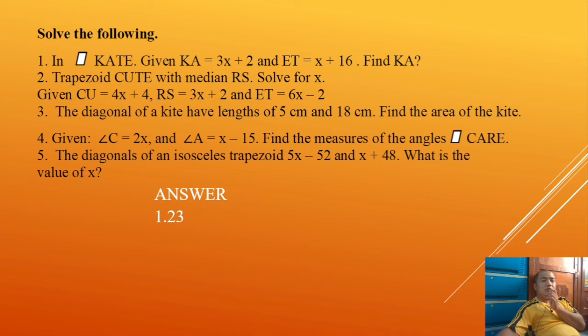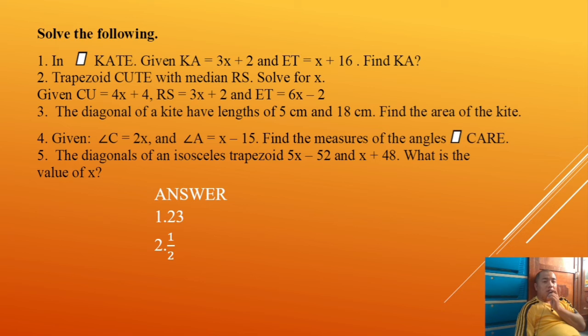Next, trapezoid CUTE with median RS. Solve for x. RS is the median, so you can use the formula for finding the length of the median of the trapezoid. 3x plus 2 equals 1/2 times the quantity 4x plus 4 plus 6x minus 2. Yan, 10x plus 2 equals 6x plus 4. Yan, negative 4x is equal to, and solving for x, 1/2.